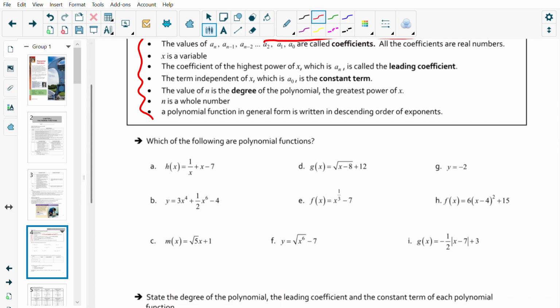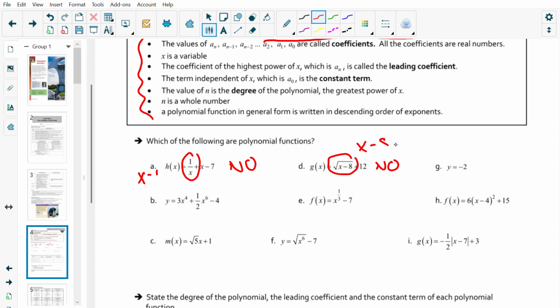Okay, let's do a quick exercise here. Which of the following are polynomial functions? I'm going to say yes or no to each of these. This one, no, because I have a negative exponent there. Remember, this can be written as x to the negative 1. It needs to be a whole number exponent. Okay, so that's no. Likewise, this one, no, because of the radical.